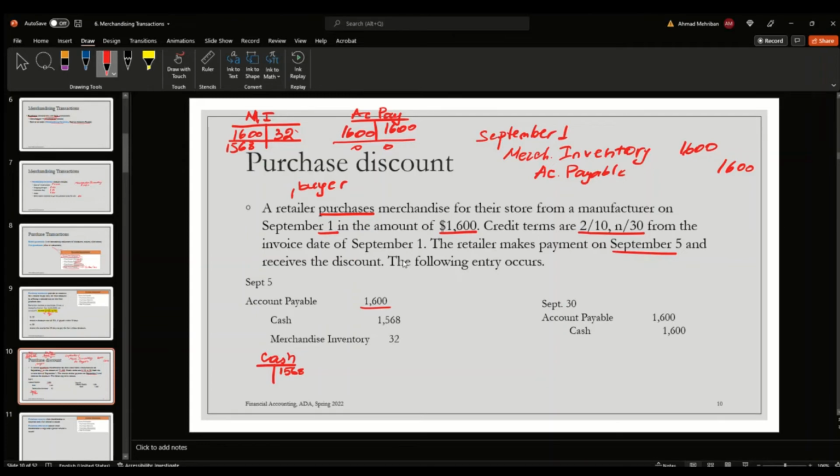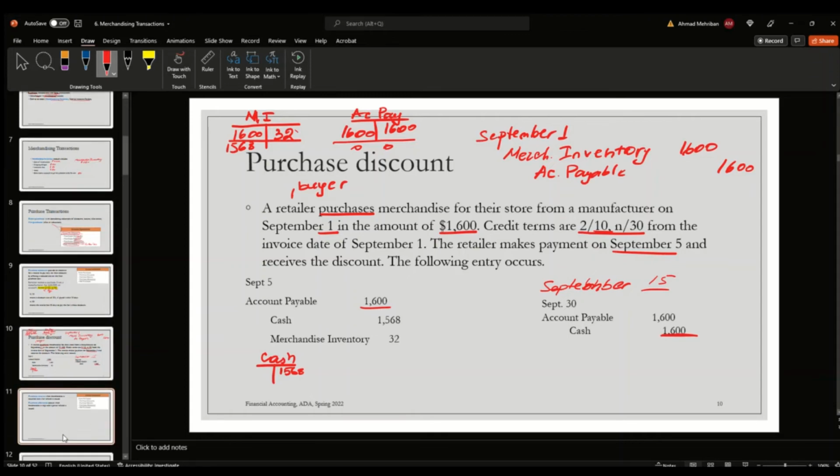So perfect. And if we assume that they did not make that payment within this 10-day frame, but paid it within the 30 days, let's say they paid it on September 15. So this is after 10 days, but within those 30 days. In that case, the full amount will be paid, meaning cash will be paid 1,600, and account payable will go down to 0 the same way. So this is very simple and very neat.